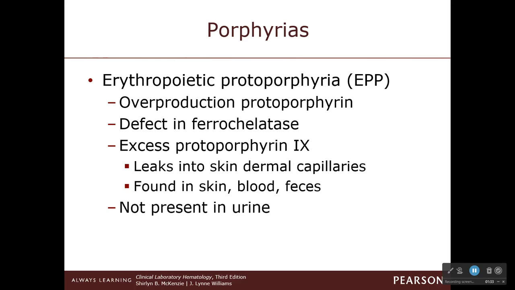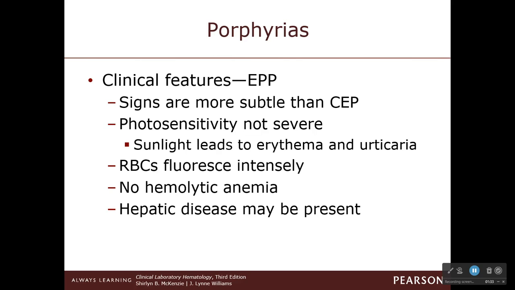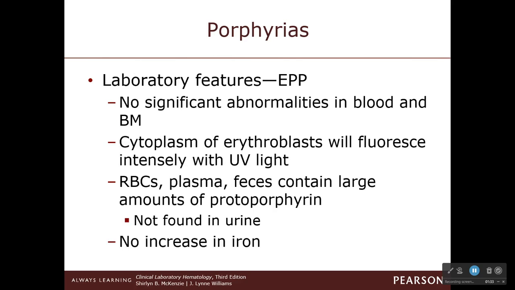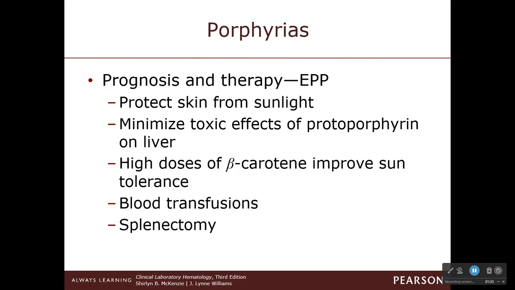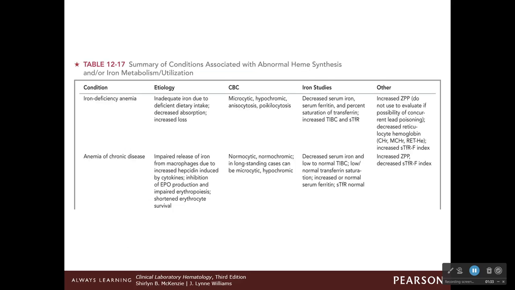EPP, this is the one that's less severe. You can kind of look at it and read about it. You basically just have excess protoporphyrin 9 because there's a defect in the ferrochelatase. Usually don't see this in the urine, so their urine doesn't glow and they don't have the port wine urine. Okay, so basically they're kind of right the opposites of each other. EPP and CEP are kind of opposites of each other. Okay, I think that's pretty much it, guys.